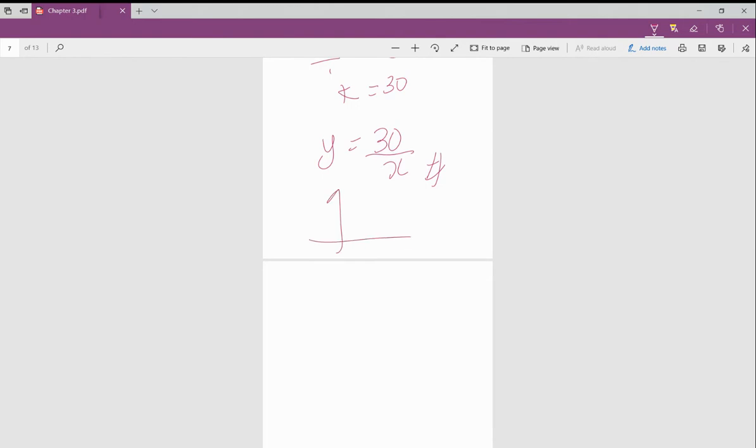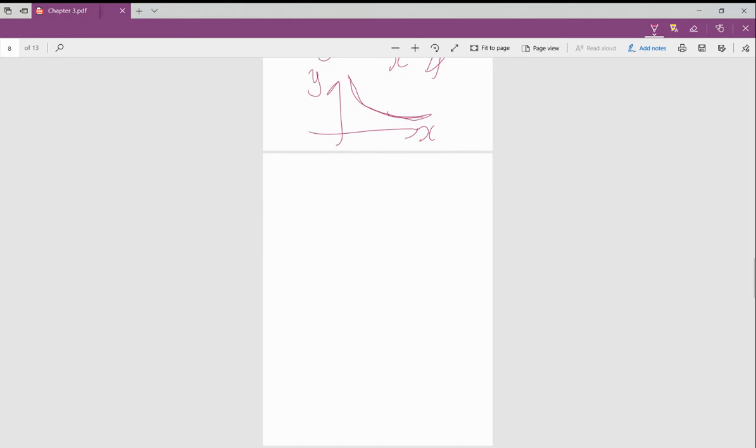The graph of y and x is like this. For an inverse proportion, it is this curve. It doesn't touch the x or y axis. I'm going to spend a little bit more time on the problem sums related to this inverse proportion.